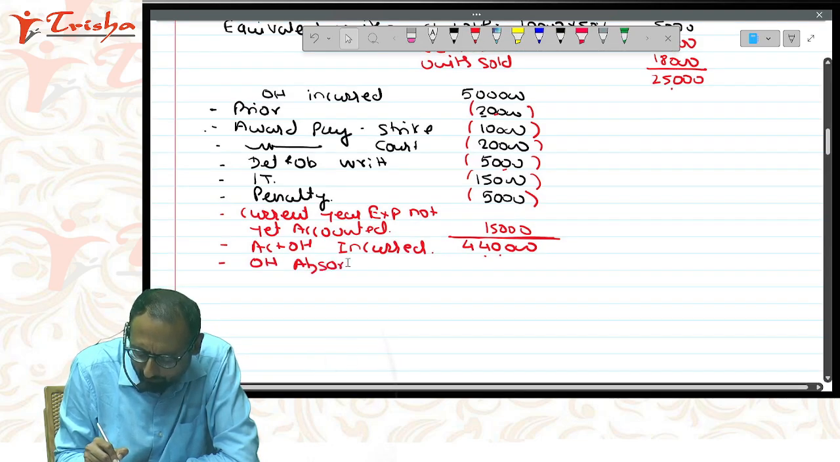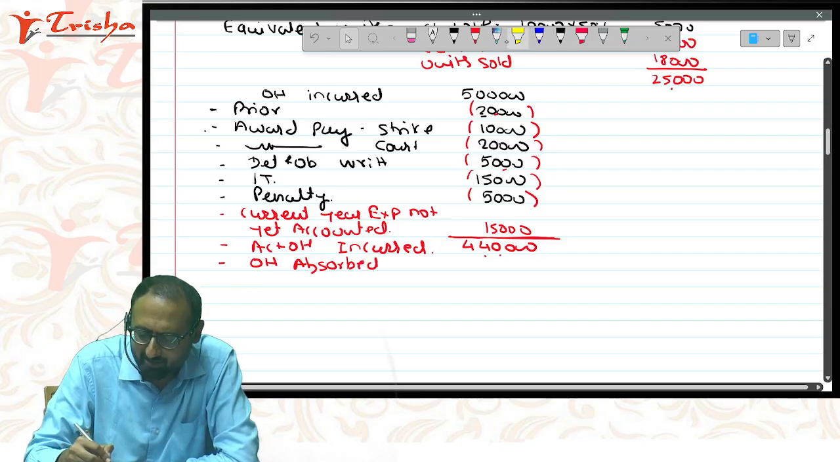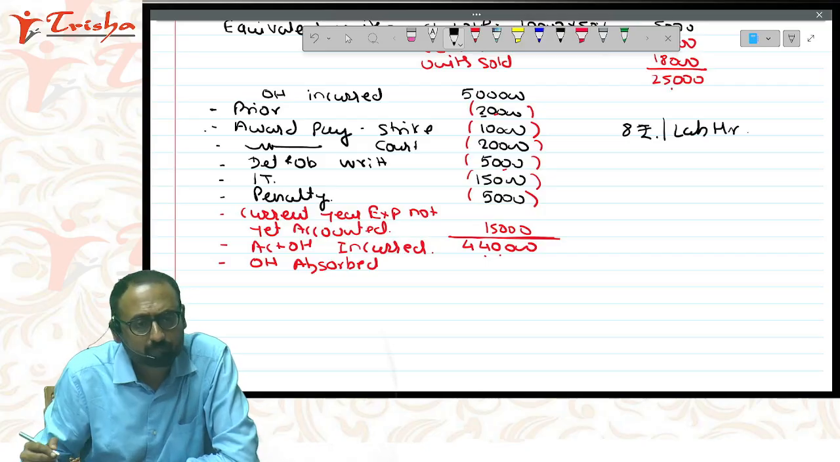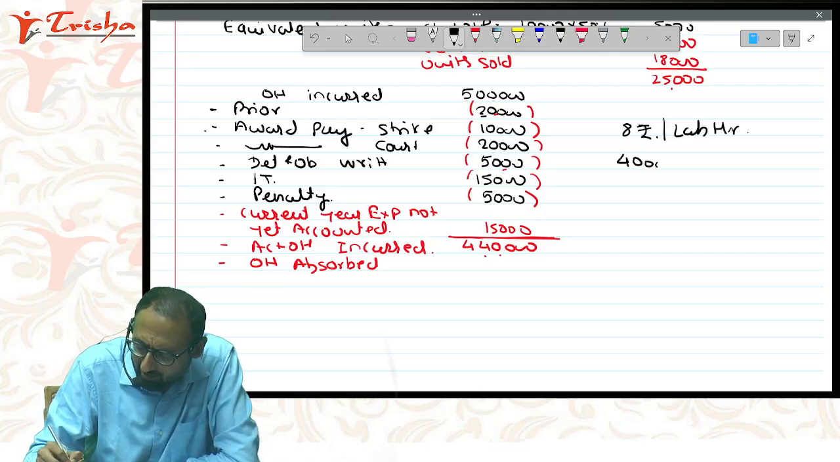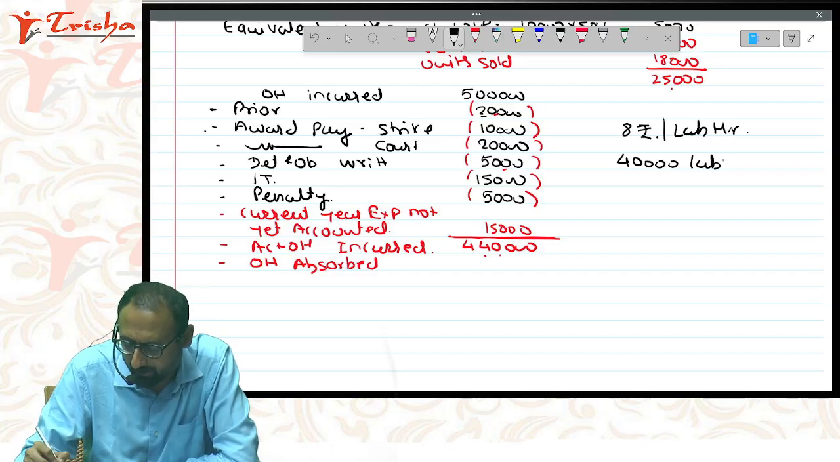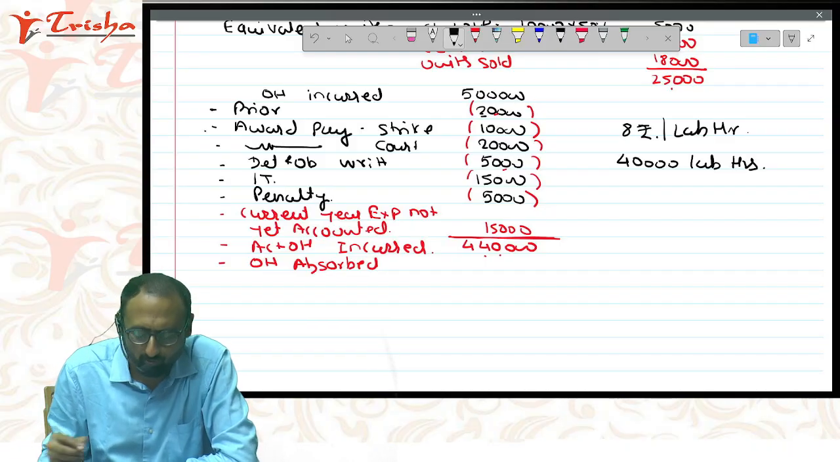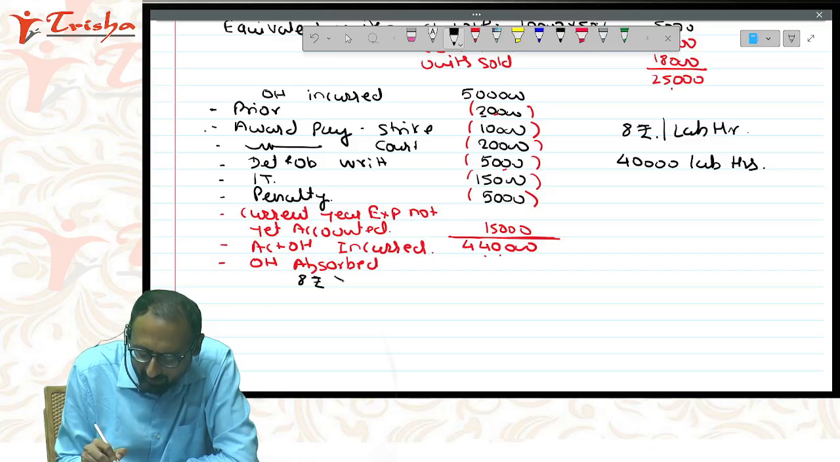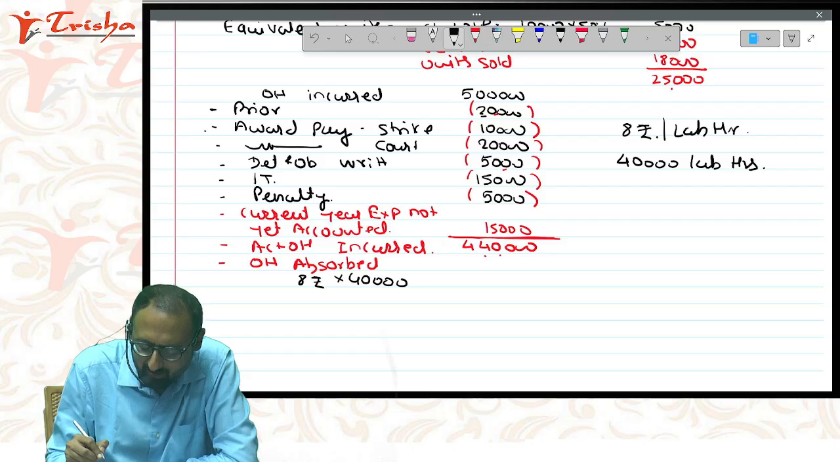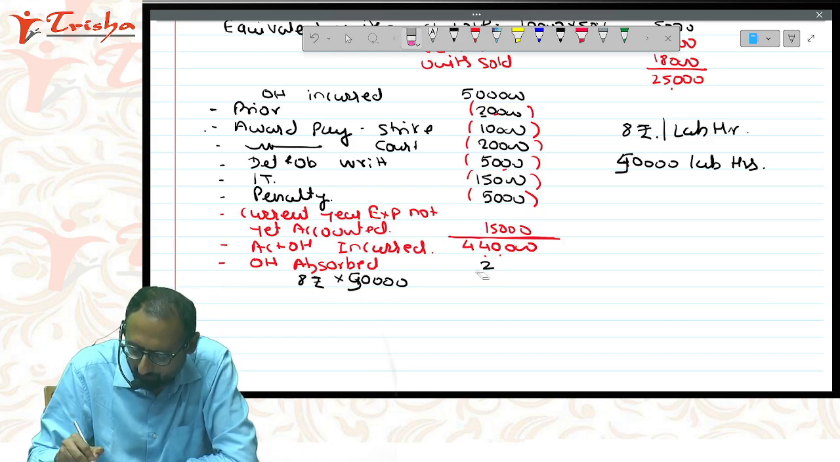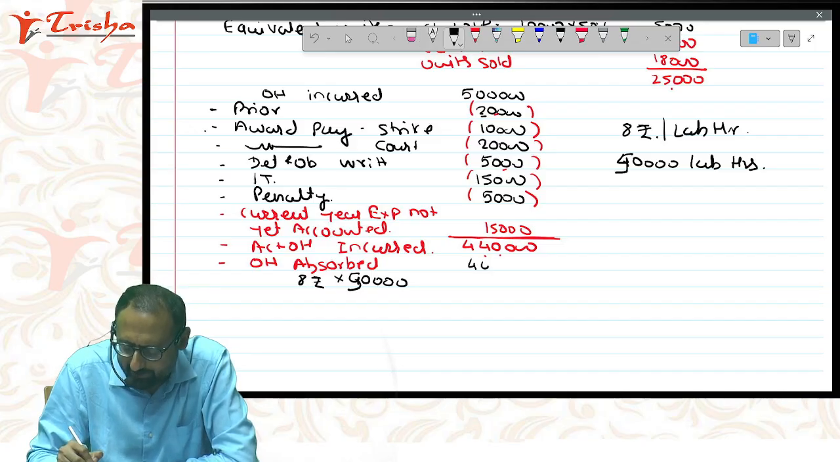For overhead absorbed, the overhead absorption rate given in the question is 8 rupees per labor hour, and the company actually used 40,000 labor hours during that period. So please tell me how much will be the overhead absorbed. 8 rupees per hour multiplied by 40,000 hours. Is it 3 lakh 20,000? So take 50,000 hours, it will be a round figure now. Is it 4 lakh?